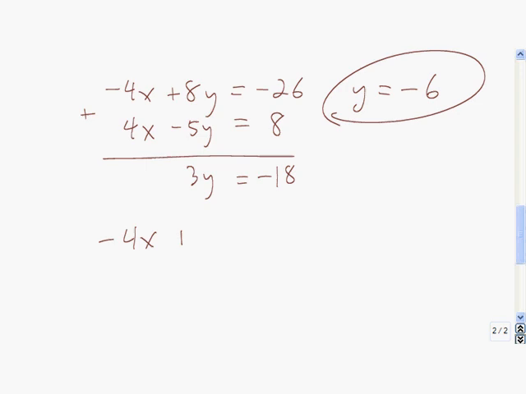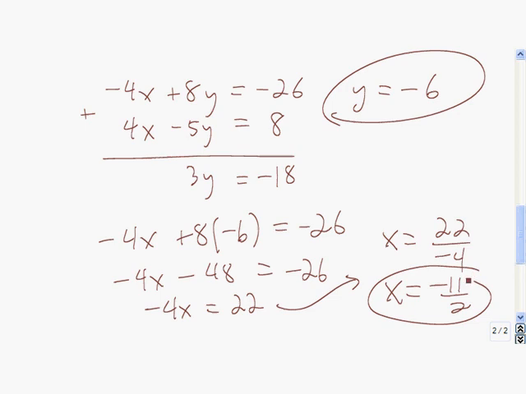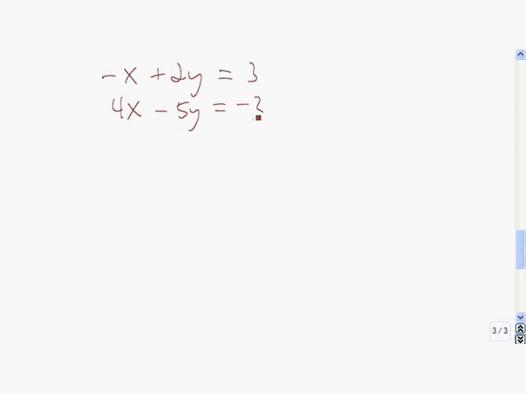We get negative 4x plus 8 times y, so 8 times negative 6, equals negative 26. So negative 4x minus 48 equals negative 26. Now we add 48 to both sides, so we get negative 4x equals positive 22. So x equals 22 over negative 4, which simplifies to negative 11 halves. Okay, so the solution to this system is x equals negative 11 halves, y equals negative 6.